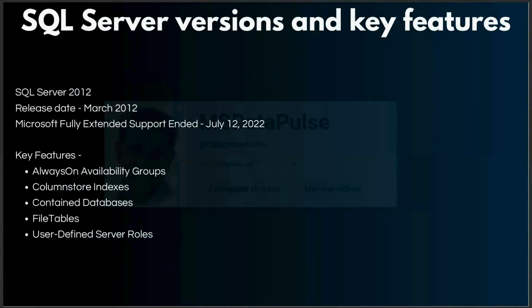Now comes SQL Server 2012. SQL Server 2012 came out in March 2012 and completely changed high availability and analytics with Always On and column store indexes. Microsoft stopped all security support on July 12, 2022. So everyone needs to upgrade now for safety.